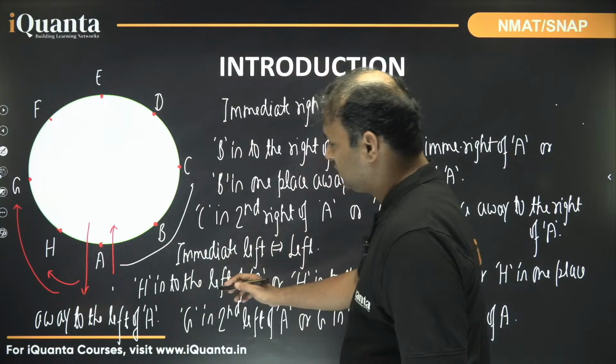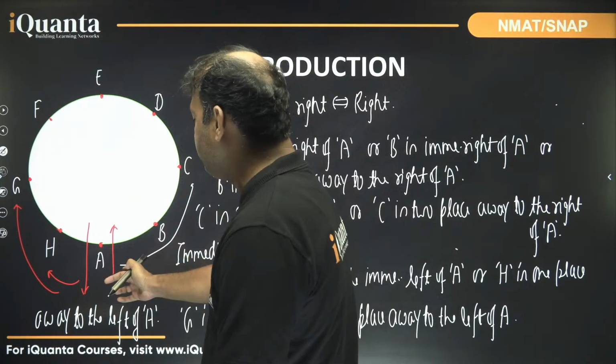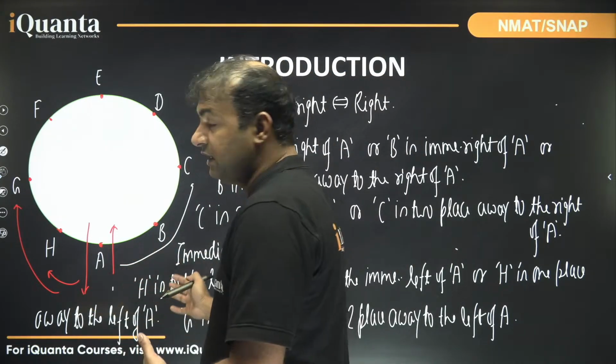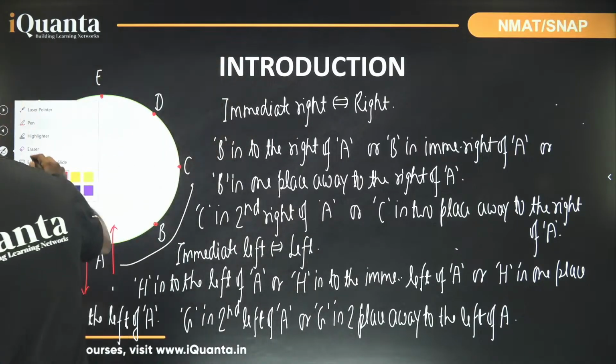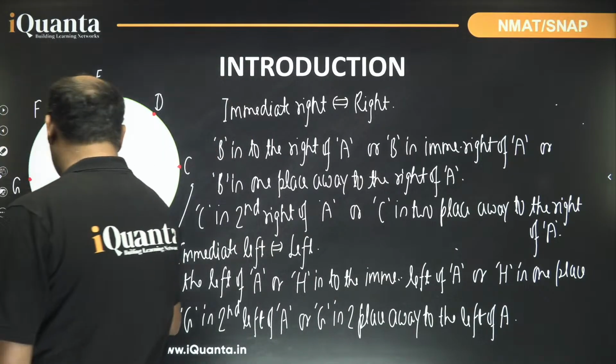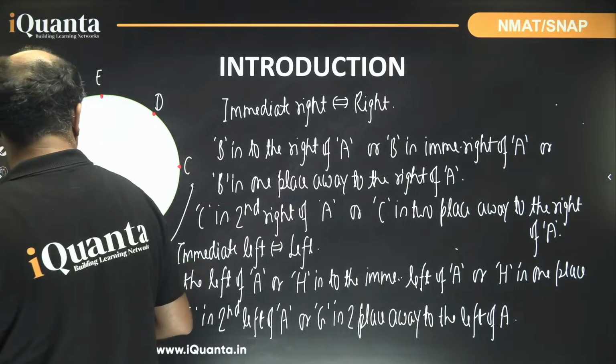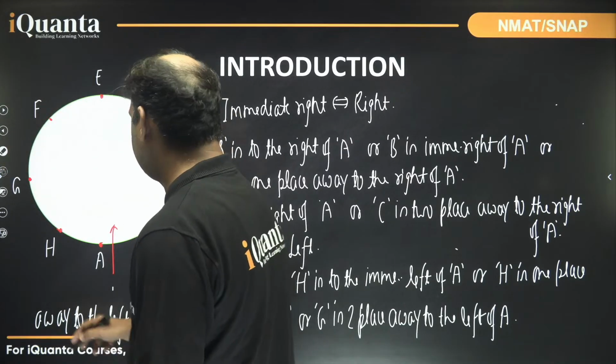Now, in this case, if A is facing away from the center, the immediate left of A must be B. Second left of A is C, third left of A is D, and so on. This is how we can discuss when the people are facing away from the center.